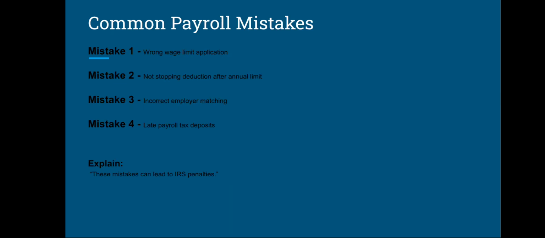So we'll discuss the common payroll mistakes as well. Mistake 1 could be wrong wage limit application. For example, the limit is 184,500 for 2026, but someone thought that the limit is 176k, and after 176k someone has not deducted the social security tax of an employee. So this will be wrong.